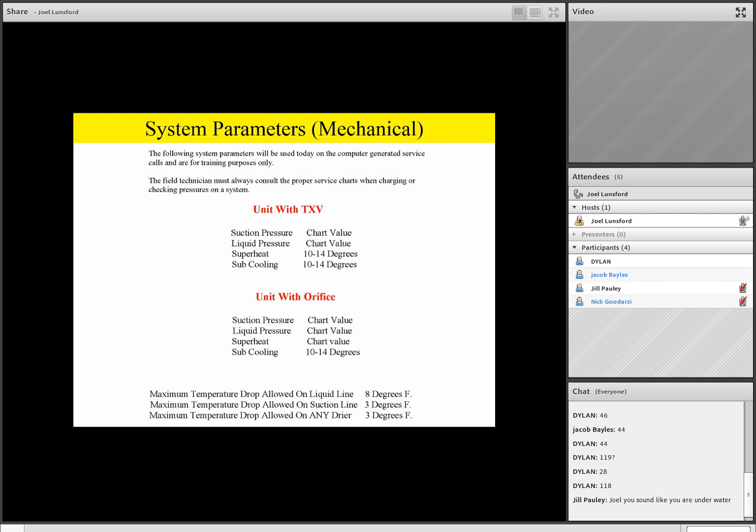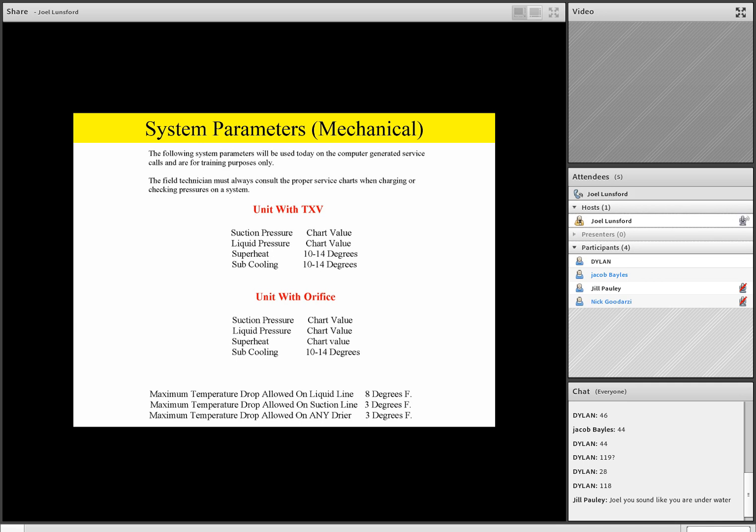This is our mechanical parameters for our air conditioning systems. So please make some notes on this page. If you have a unit with a TXV, this is kind of generic in nature, because some manufacturers, if you go out, you may find that they provide you a suction chart and a liquid chart. If they give you that chart, then by all means utilize it. We also learned, as a quick review, that a unit with a TXV should maintain a superheat of about 10 to 14 degrees.